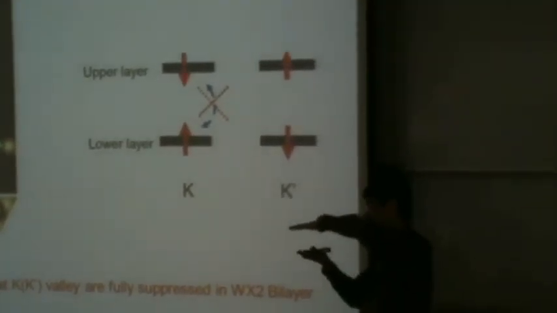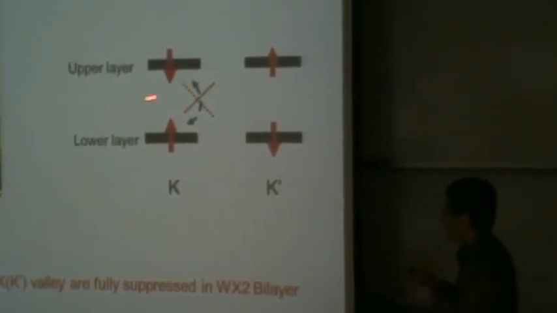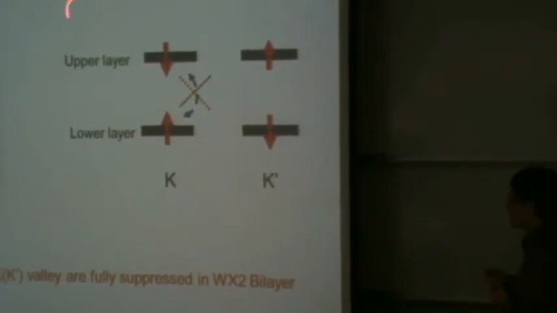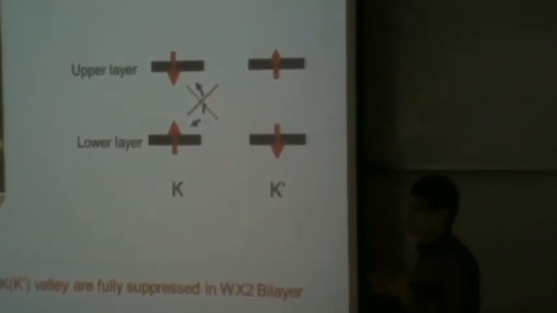And this layer's K just corresponds to the minus K on the second layer. So if, at the same K point in different layers, the spin, the whole spin, is just opposite, this opposite spin suppresses the interlayer hopping at the K point. This is particularly true for tungsten, because for tungsten selenide the spin-orbit coupling is about 400 meV, which is much stronger than the interlayer hopping energy, around 100 meV. For molybdenum, the spin-orbit coupling is at a more or less similar level.